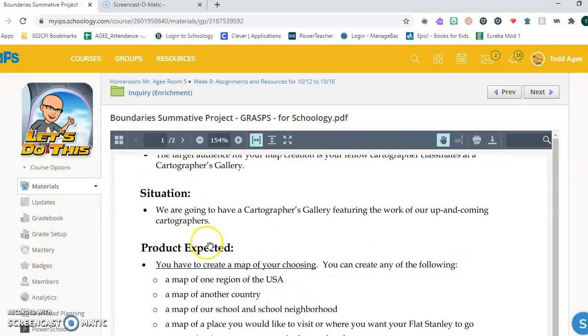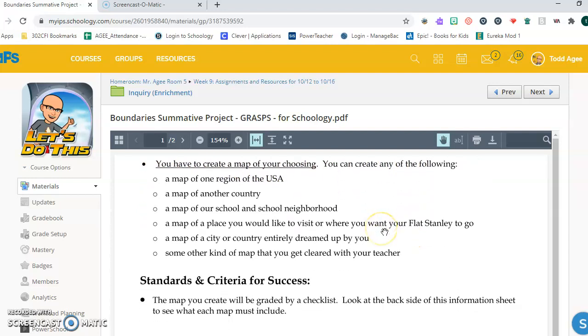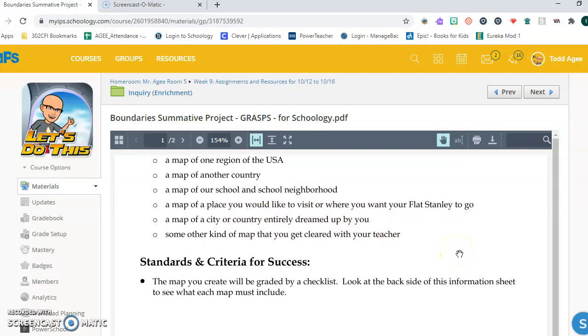The situation is we are going to have a cartographer's gallery featuring the work of our upcoming cartographers, which is you, and the product that's expected is you have to create a map of your choosing. You can create any of the following: a map of one region of the USA, a map of another country, a map of our school and school neighborhood, a map of a place you would like to visit or where you want your flat Stanley to go, a map of a city or country entirely dreamed up by you, or some other kind of map that you get cleared with your teacher.